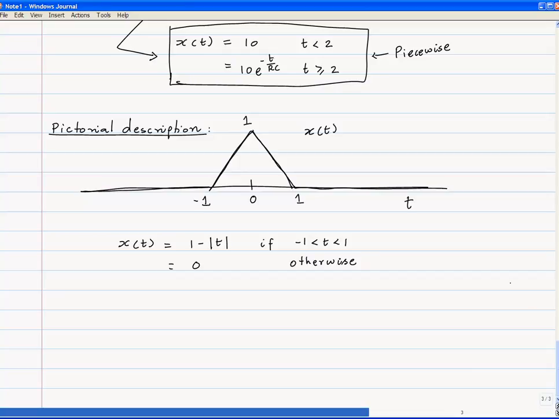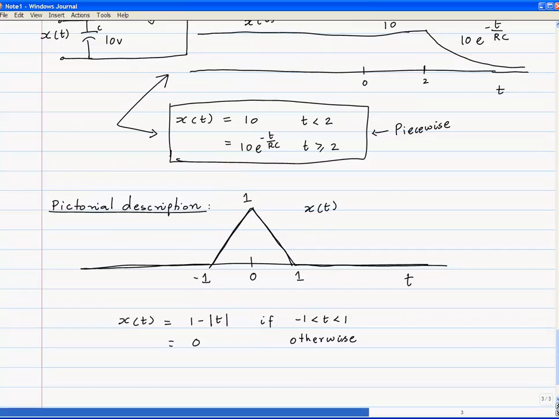Another way in which you could specify signals is as combinations of other signals. So for example, I could define a signal to be the sum of two other signals, each one being specified either mathematically or through pictures and stuff like this. We can probably talk about this a little more later on.